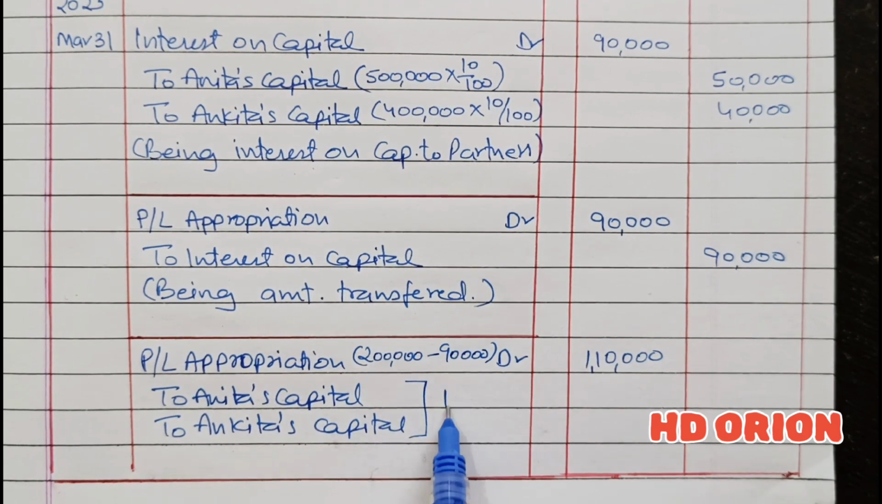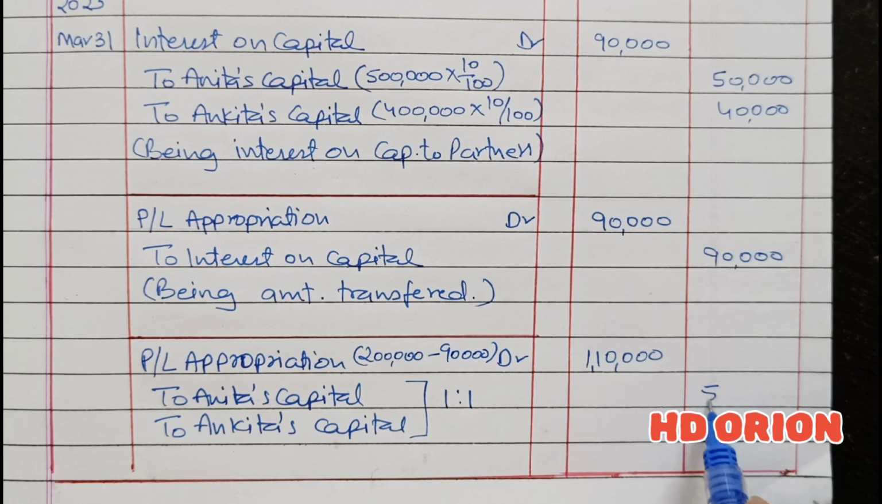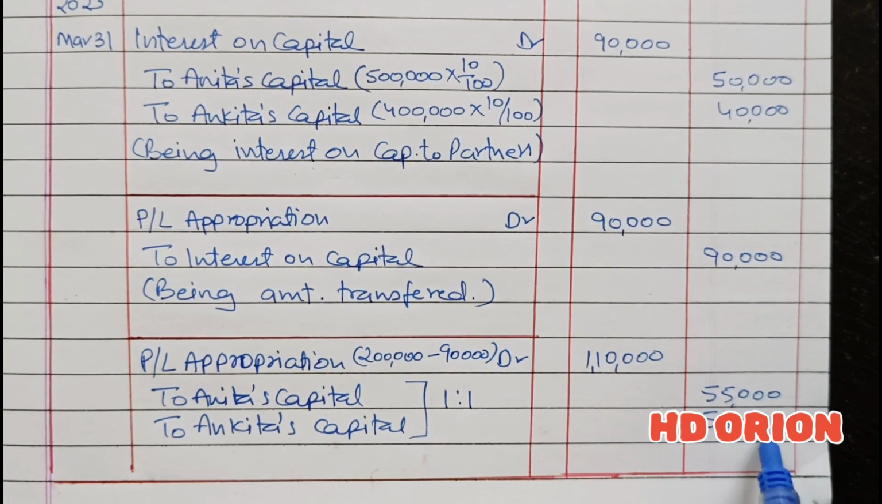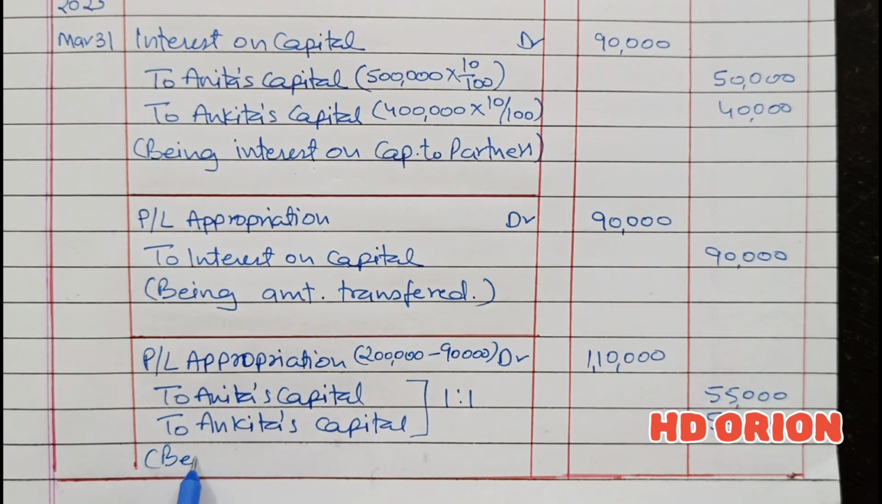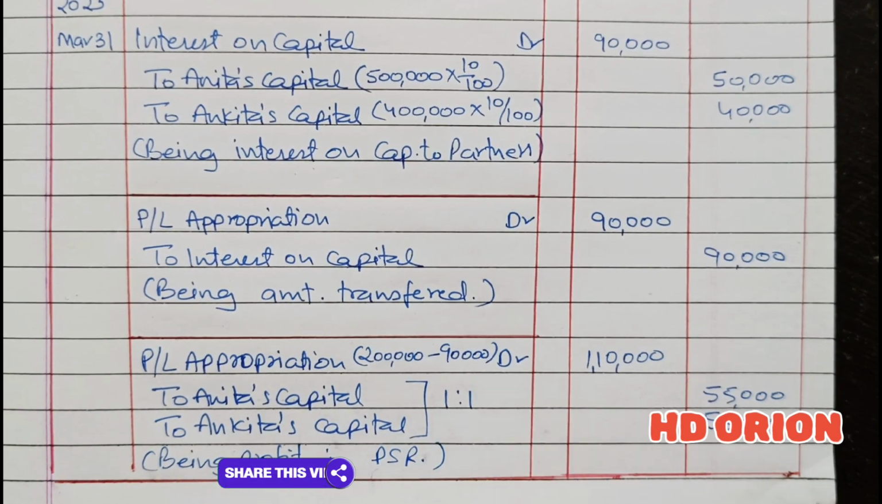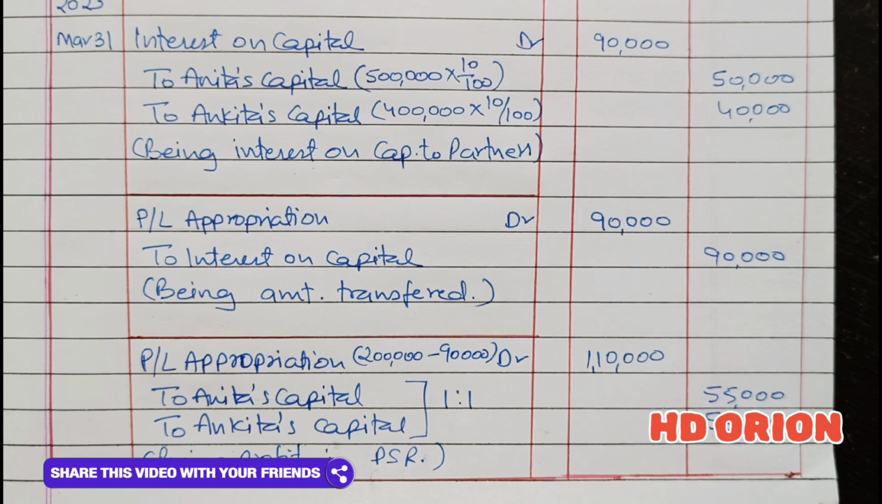And their profit sharing ratio is 1:1. So give first half to the first partner and the remaining half to the other partner. Being profit in profit sharing ratio to partners. This is the solution.